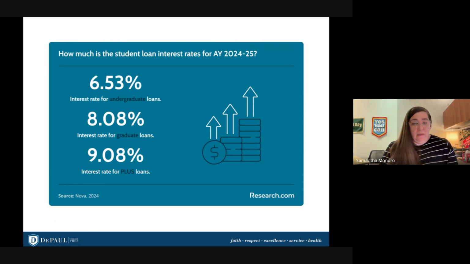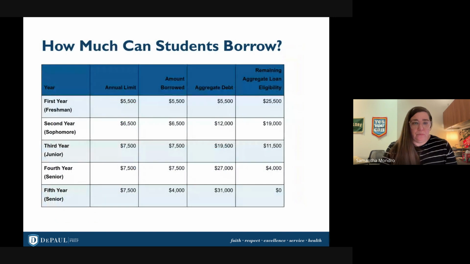Here you will see the different interest rates for the types of loans that are offered through the federal government. For undergraduate students right now, the interest rate is about 6.5%. Graduate student loans are a little bit higher. And then PLUS loans, which are for parents, are at 9%. So there is an additional federal loan that parents can take out to support their students, but that interest rate is a little bit higher.